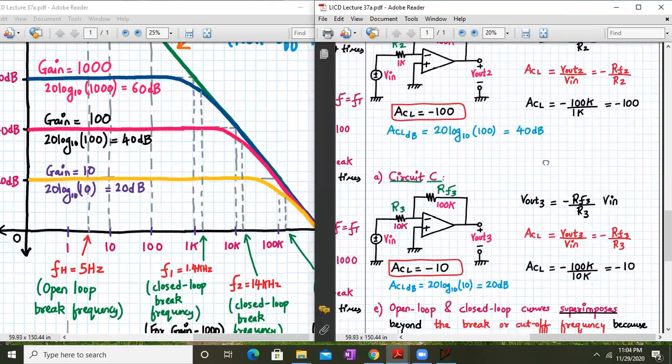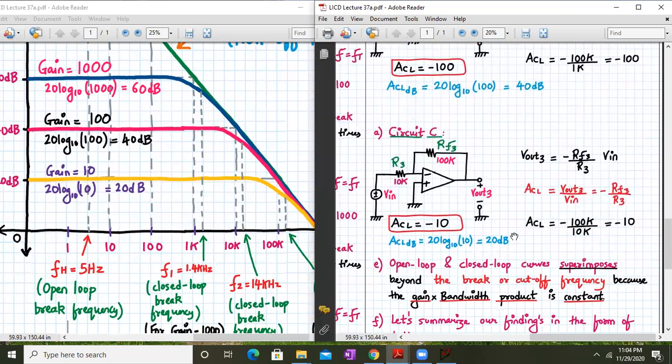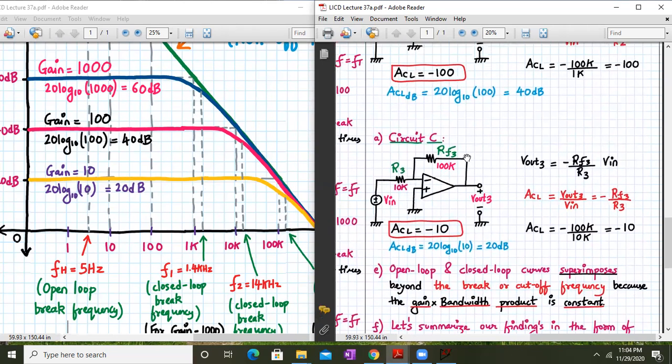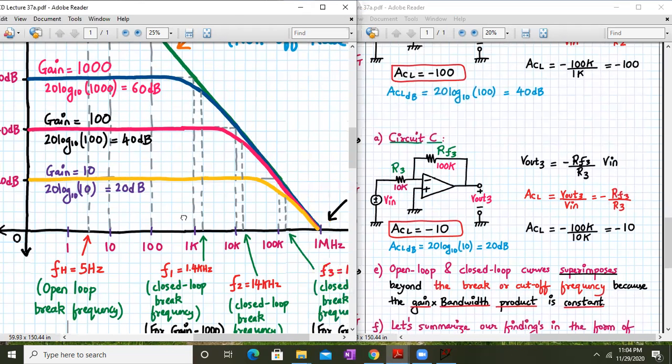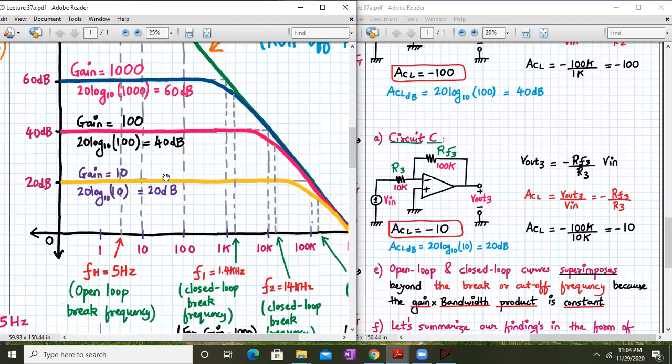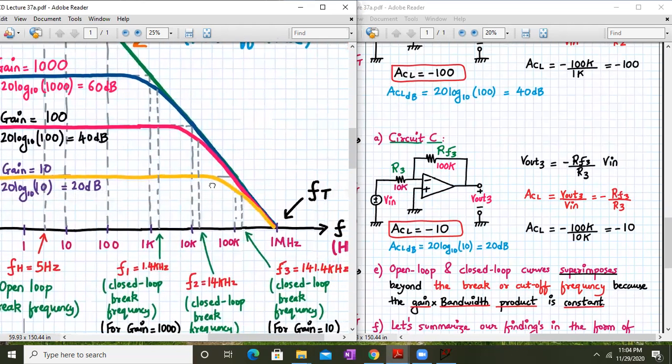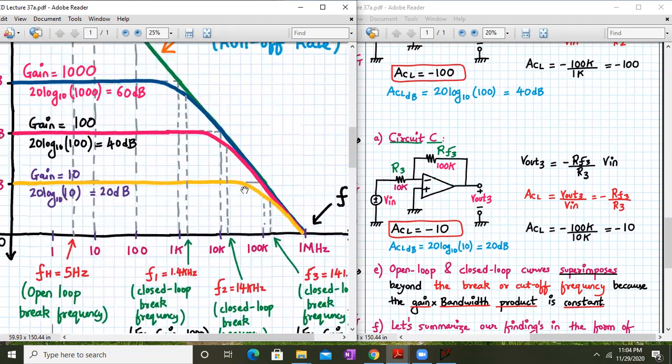This was about circuit number B. Now in circuit number C, RF3 is 100K and R3 is 10K. So the closed loop gain will be minus RF3 divided by R3, which is 100K divided by 10K, which will be minus 10. In dB, the closed loop gain will be 20 log to the base 10 of 10, which will be 20 dB. This is marked as the yellow line, and its cutoff frequency will be 141.4 kilohertz, and thereafter it will join the open loop frequency response.